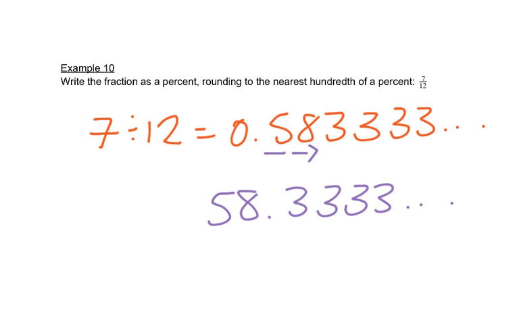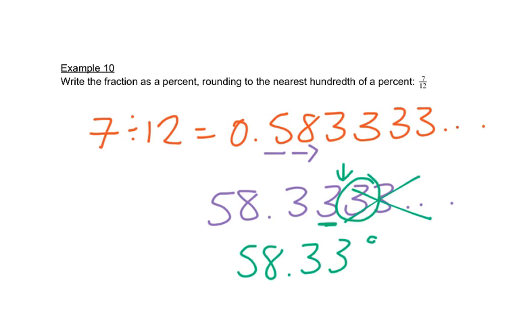And then it says round to the nearest hundredth of a percent. So after you change it, you need to find the hundredth spot, which is right here. The number after it tells us to keep it there, and then we don't want anything after it. So we end up with 58.33%.